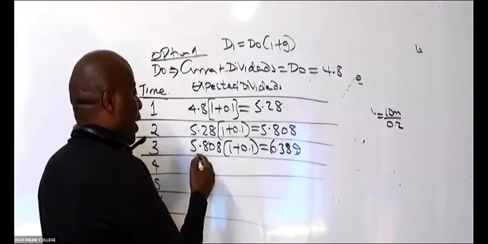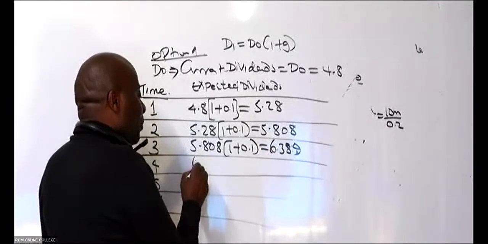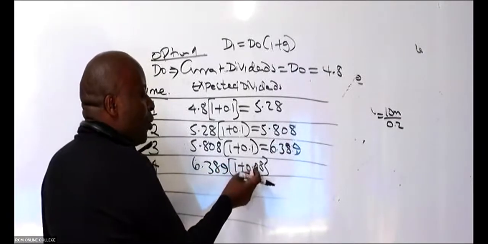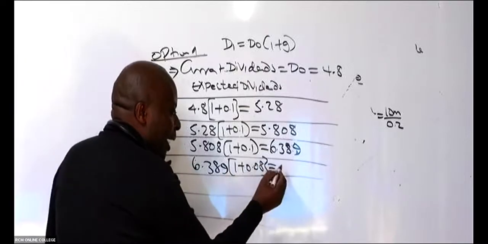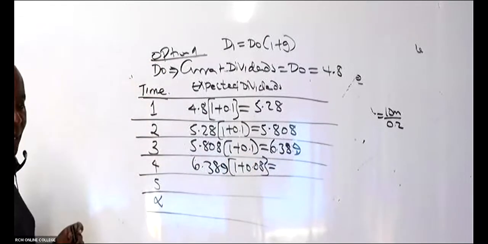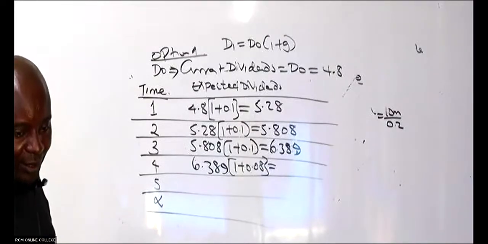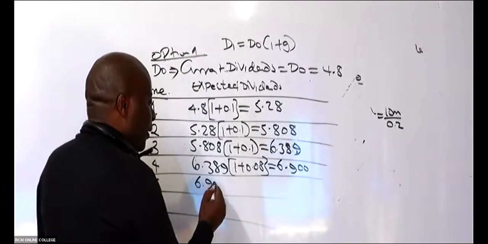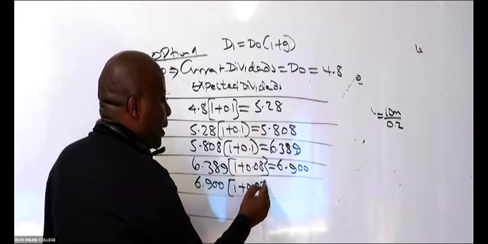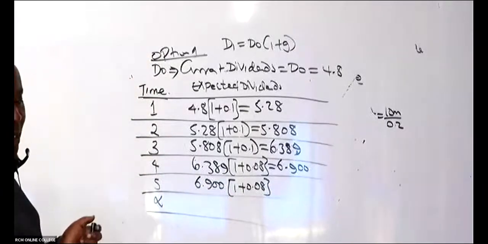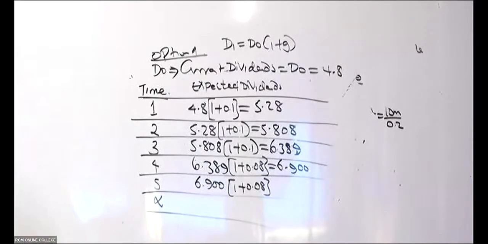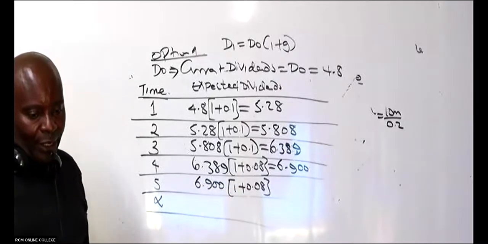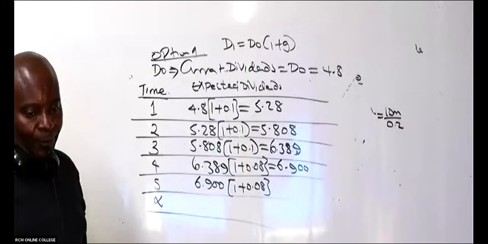So then we come here to year number 4. We are continuing with this dividend. It will be 6.389 into (1 plus 0.08), because now the new rate is 8%. Can you please give me this answer? 6.900. Thank you so much. So this 6.900 is what I bring here. Still, the 8% is applicable, because 8% is for those 2 years.